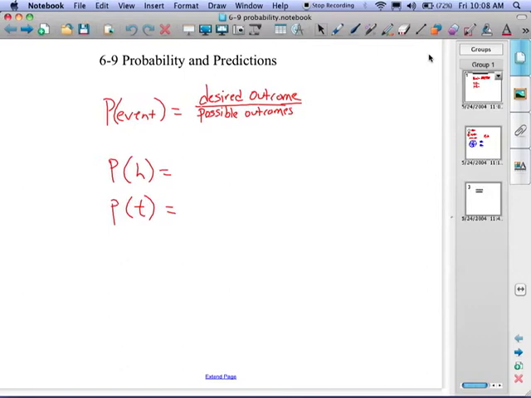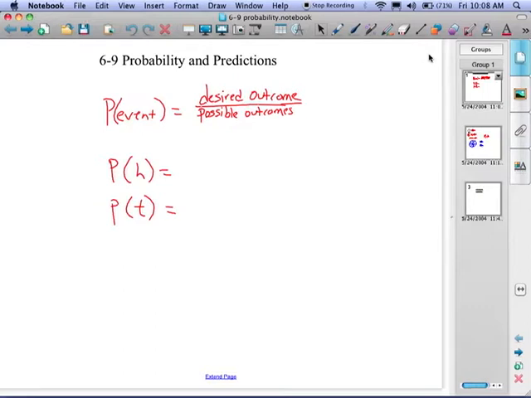6-9, probability and prediction. The probability of an event is given by the ratio of the desired outcome over the possible outcomes. For example, we have P(H) and P(T). That's an example where we're going to be flipping a simple coin. A coin will either have heads or it will have tails.